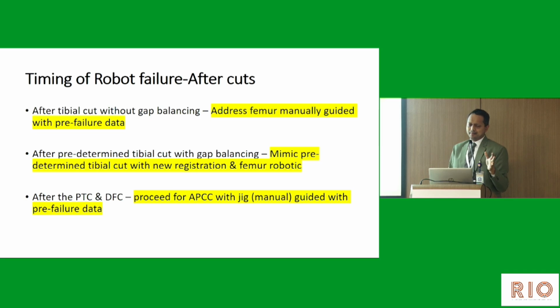Now suppose it happens after you have taken the proximal tibial cut and the distal femur cut. You can easily take the manual jig of the femur and give it the rotation that you had planned. Again, you have the picture from before. If it says 0 degree rotation, you can just give 0 degree rotation on the manual jig, and you can complete the surgery. So it is important that you store the data at every step of the surgery.